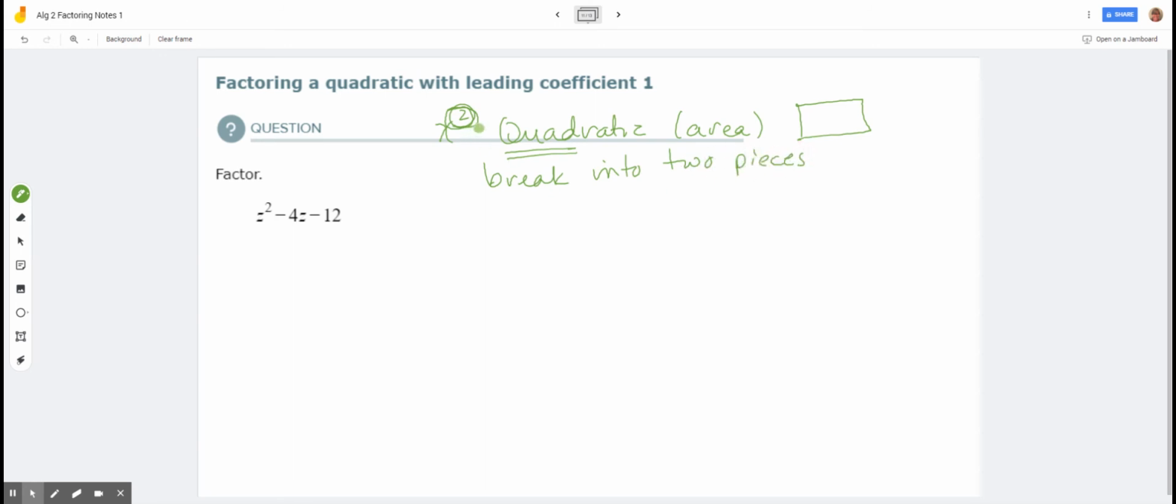And what's interesting is a quadratic looks like this, right? When we break the two pieces, guess what they are? They're actually linear. They're like lines. So a quadratic is a line times a line. Again, don't need to know that, but I think it's kind of funky. All right. So here's what you're going to do.